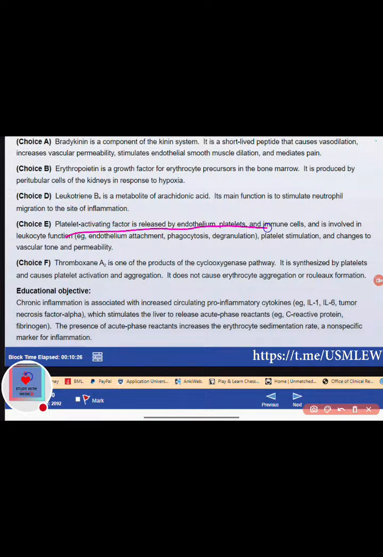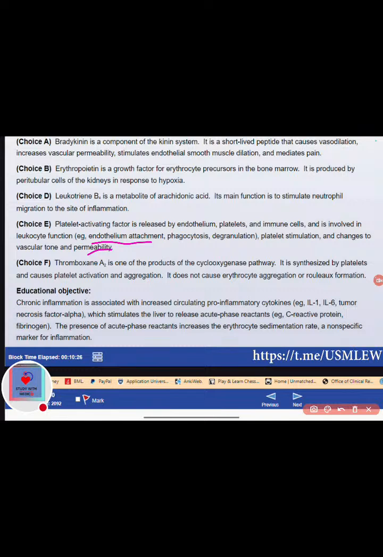Platelet activating factor is released by endothelium, platelets, and immune cells. What is it involved in? Leukocyte function, platelet stimulation, and changes in vascular tone and permeability. That is endothelial attachment, phagocytosis, and degranulation.